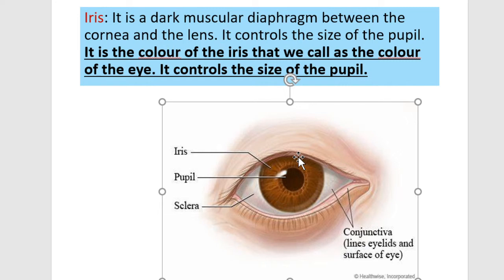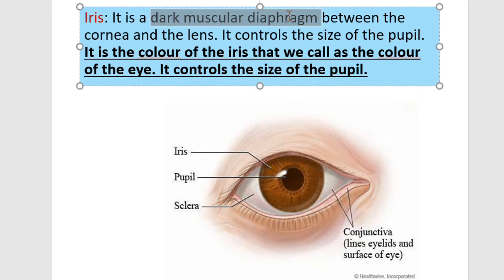So it's basically a dark muscular diaphragm which is between the cornea and the lens, and it has got one more function. Other than just giving the color to the eye, it has got one more function, which is to control the size of the pupil. What do I mean? Now if you clearly look here, the pupil is right in the center, and covering the pupil is iris. So iris basically controls the size of the pupil.